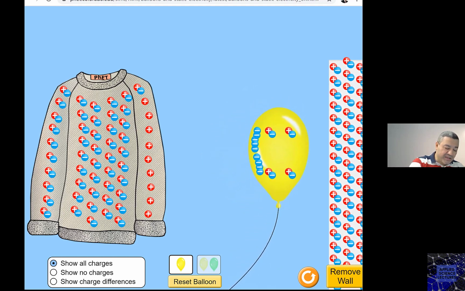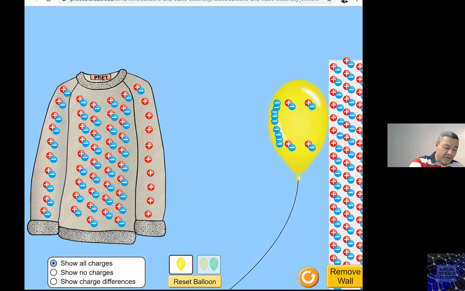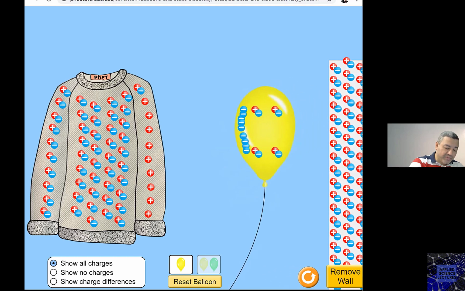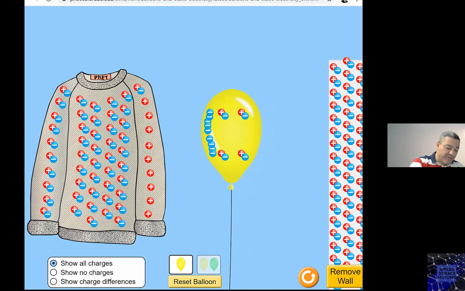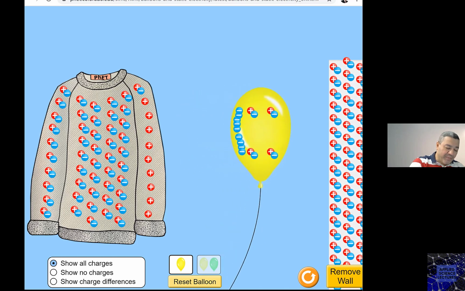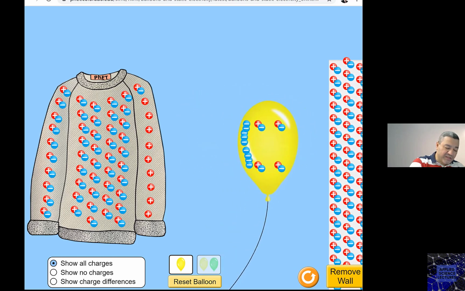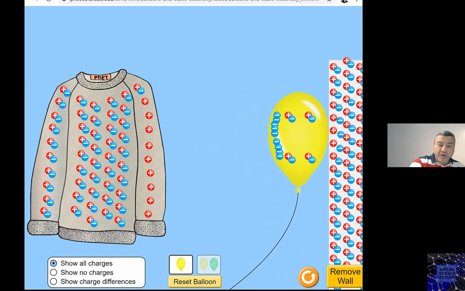So as you can see here, if I let the balloon go, we'll talk about the wall later on, but if I let the balloon go here, it will be attracted toward the sweater. However, if I now bring this balloon that is electrically negative and put it against the wall, it will also stick. Why is it going to stick here?